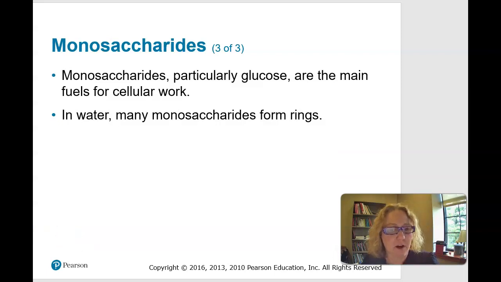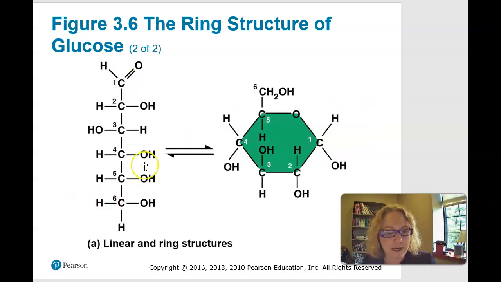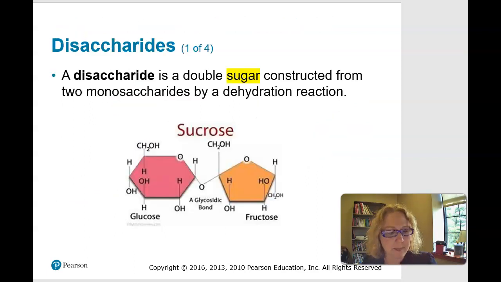So monosaccharides are glucose, and they work for cellular fuel, and they form rings. They tend to form these ring structures. We don't actually mark all the carbons. We'll just usually put where that is. So you can take this and make it into a ring structure. Don't worry, I'm not going to make you do that.